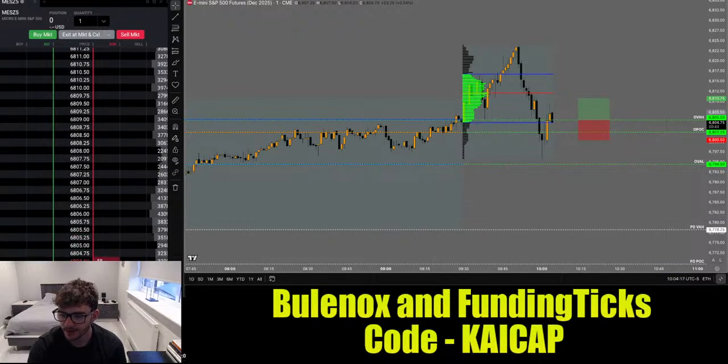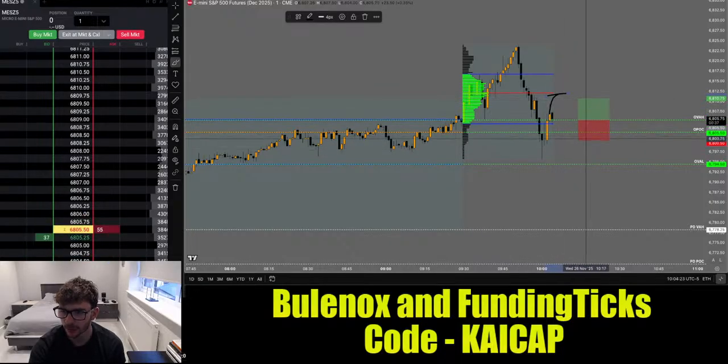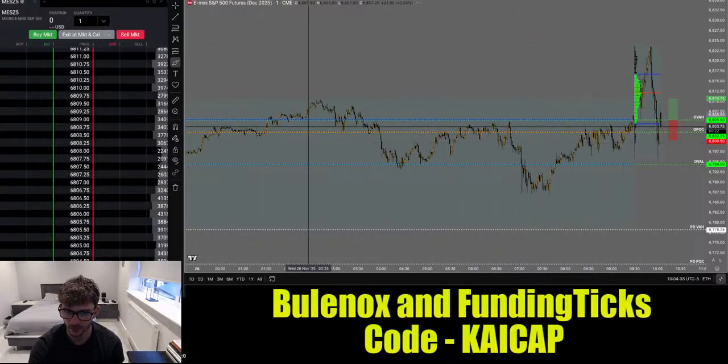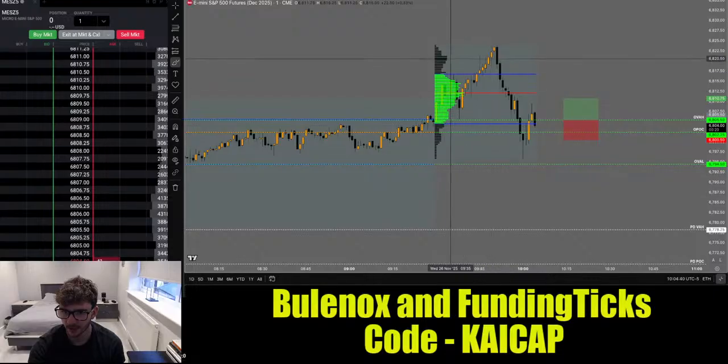The idea is that once we're back around point of control of the current session, I'll take a long if we can come back and tag the overnight value area high, based off the fact that it's a value level with a POC right behind it. So point of control is obviously close to a premium. That's a bullish sign. And then we have a pretty even distribution of this profile and current session value area low.